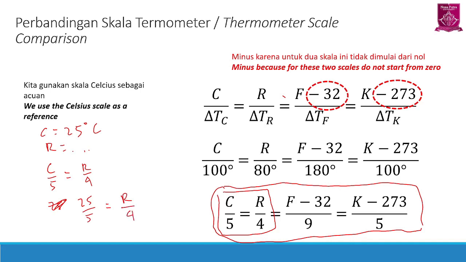Okay, we use this basic mathematics. This is 5, this is 25, so we simplify this. Now we have 5. We multiply 5 and 4. Now we have that the temperature in Reaumur is 20 degrees Reaumur.